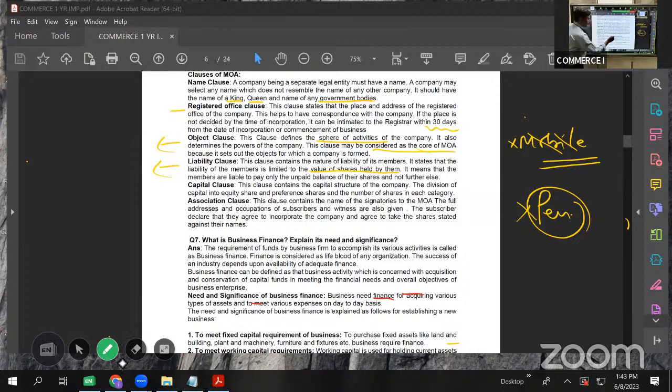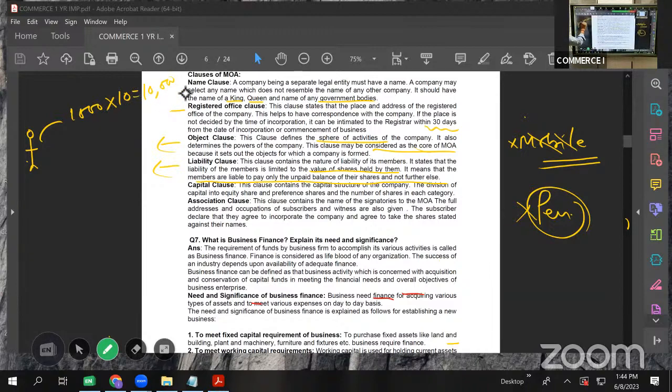See what is written here. It means that the members are liable to pay only the unpaid balance of their shares, no further else. Suppose there is one person who had purchased 1,000 shares of a company at, let us say, 10 rupees, the value is 10,000.